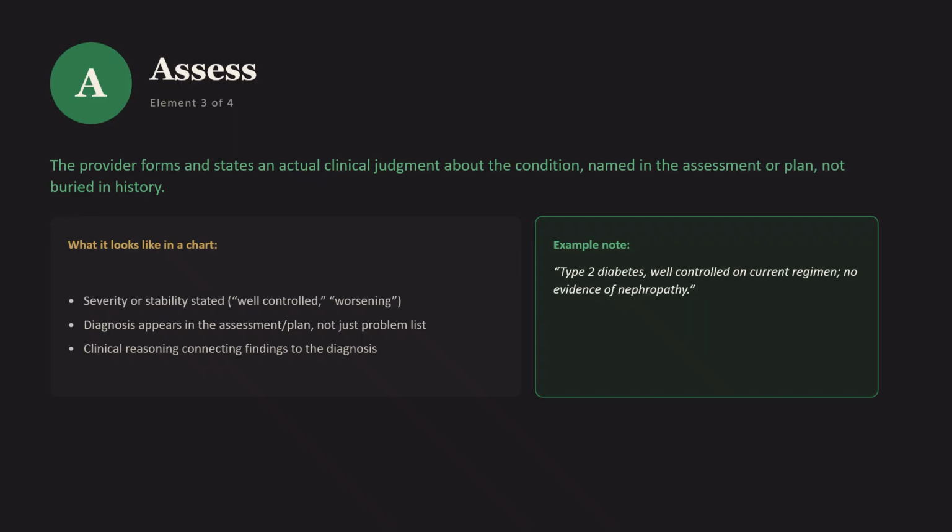So a strong example would be: type 2 diabetes, well controlled on current regimen, no evidence of nephropathy. That's a provider actively thinking through the condition. They're not just restating the existence of the condition.